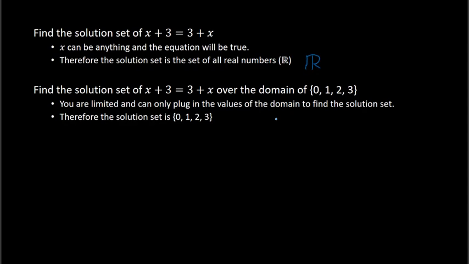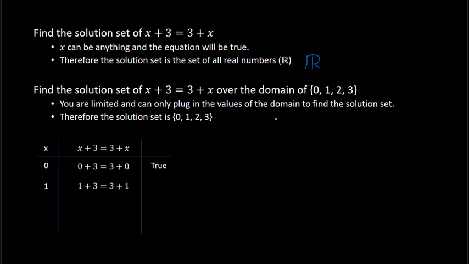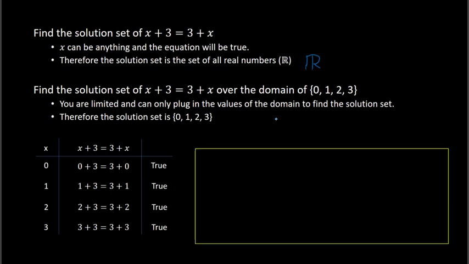And once again, you could plug all those numbers in. So you plug a 0 in for x, you get 0 plus 3 equals 3 plus 0. That is a true statement. Plug a 1 in, we have 1 plus 3 equals 3 plus 1. That is true. Plug a 2 in, we have 2 plus 3 equals 3 plus 2. That is also true. Plug a 3 in, we have 3 plus 3 equals 3 plus 3, which is also true. So we could verify that indeed our answer would be 0, 1, 2, and 3.